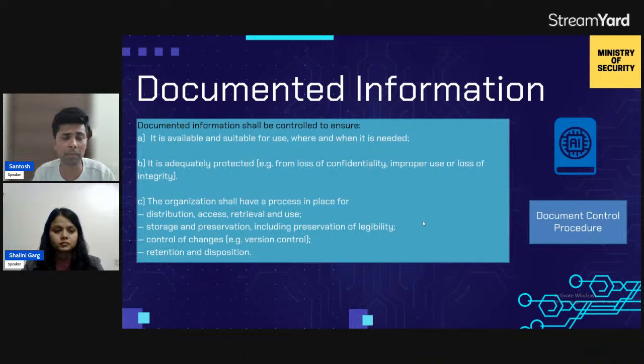I'm not going to spend more time because the interesting aspects are covered by Shalini, and I would like to allow Shalini to talk more about it.